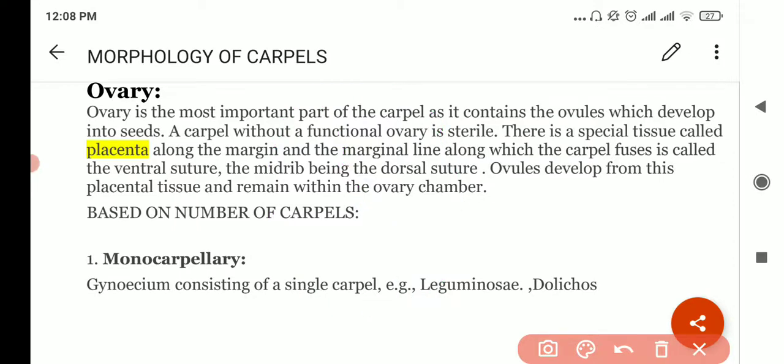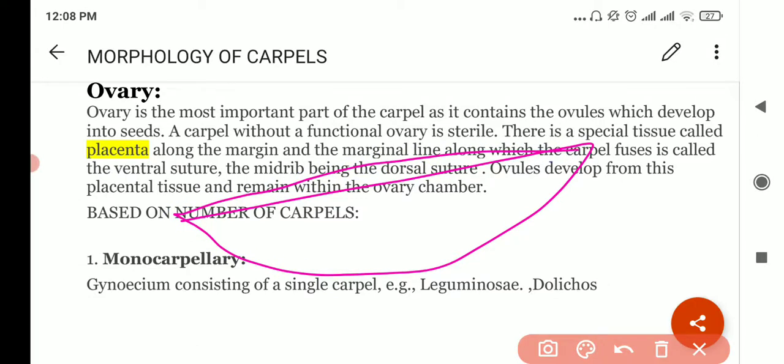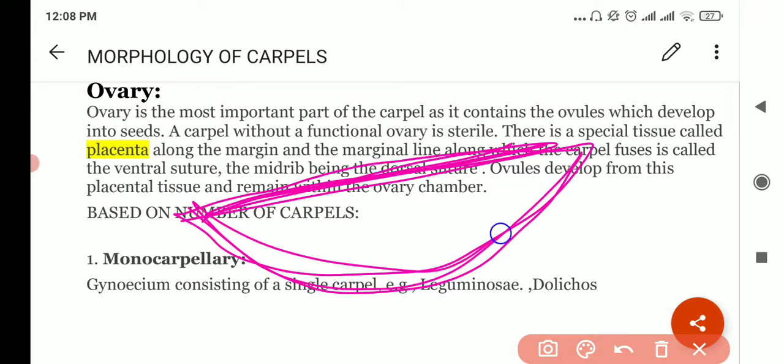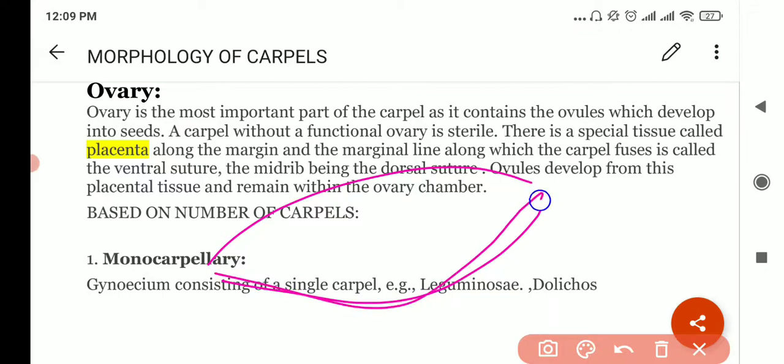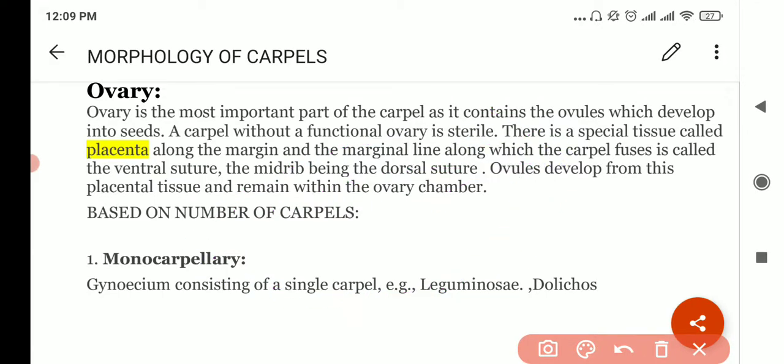And then remember your PP, so suppose these are your peas and beans. This is the ventral suture, and this is the midrib. Let me repeat again. Imagine your pea pod, it opens from down also, it opens from up also, right? So this is your ventral suture, and this one is your midrib. Okay, I think it's clear enough.